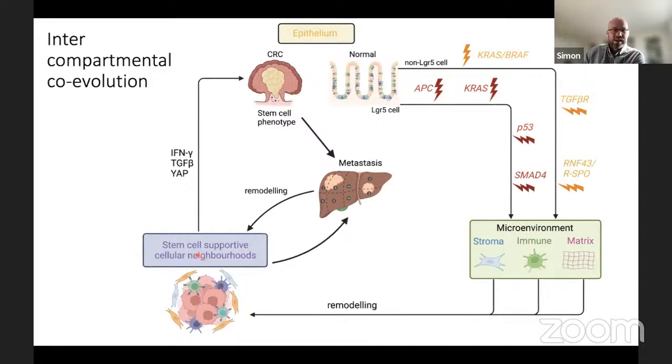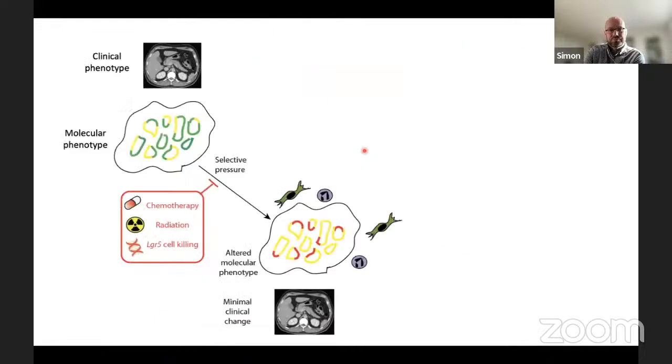That remodeling then leads to stem cell supportive cellular neighborhoods, which then feed back signaling in themselves, interferon gamma, TGF-beta, and YAP, to manipulate the stem cell phenotype, to manipulate the ideal stem cell phenotype for tumor growth. That then leads to metastasis, which then form their own stem cell supportive niche as well. So you have this interdependence of the epithelium and the microenvironment, each one influencing each other, which I think is really interesting.